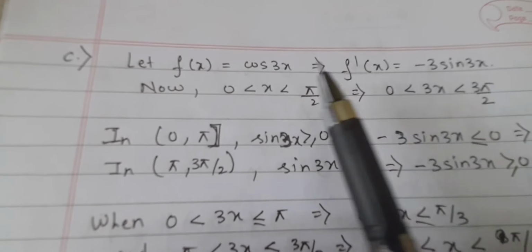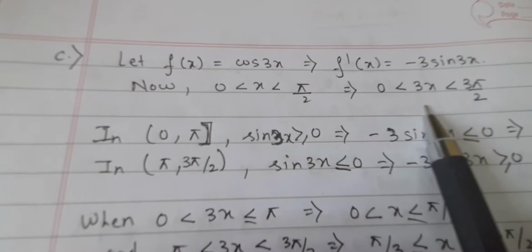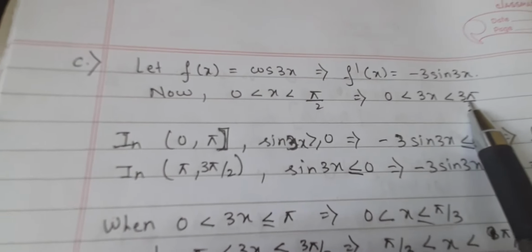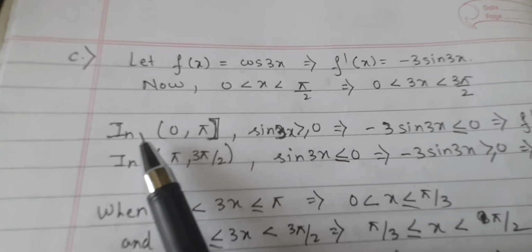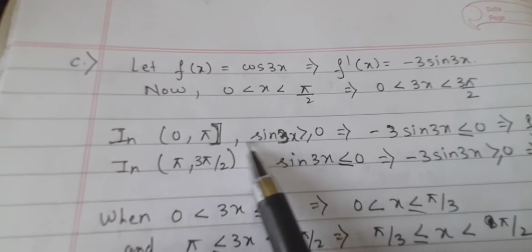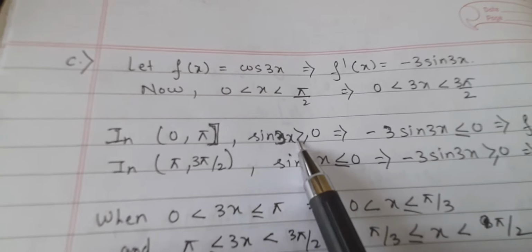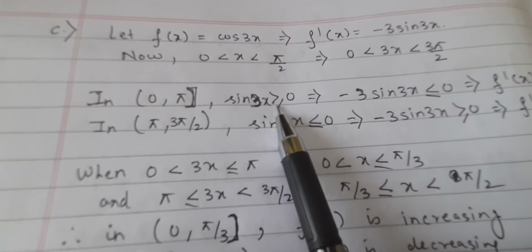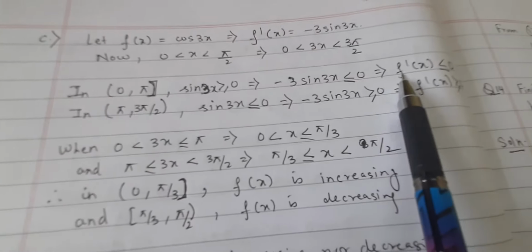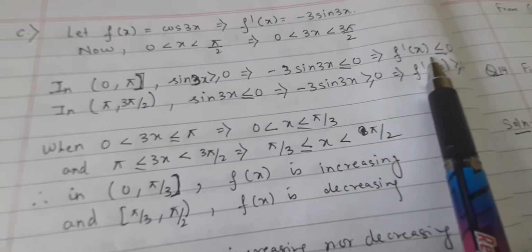So 3x will lie, if I multiply the whole thing by 3, between 0 and 3 pi by 2. That means it will cover three quadrants. So in the first and second quadrant, that means from 0 to pi, sine 3x is greater than or equal to 0. That means minus 3 sine 3x will be less than or equal to 0, and that means f dash x is less than or equal to 0.